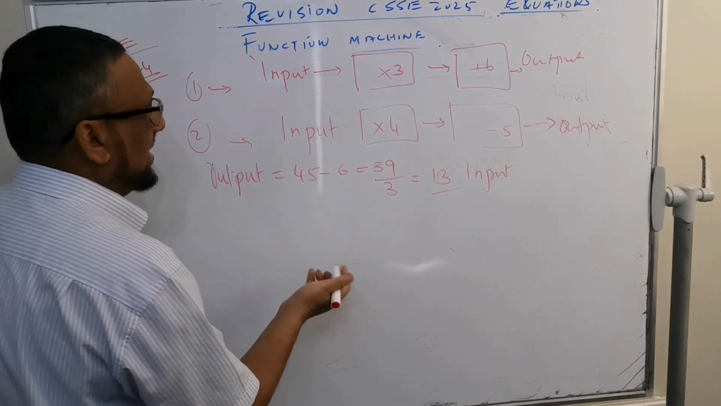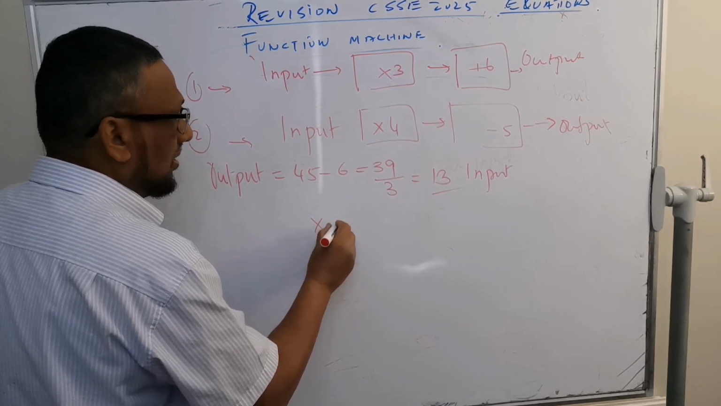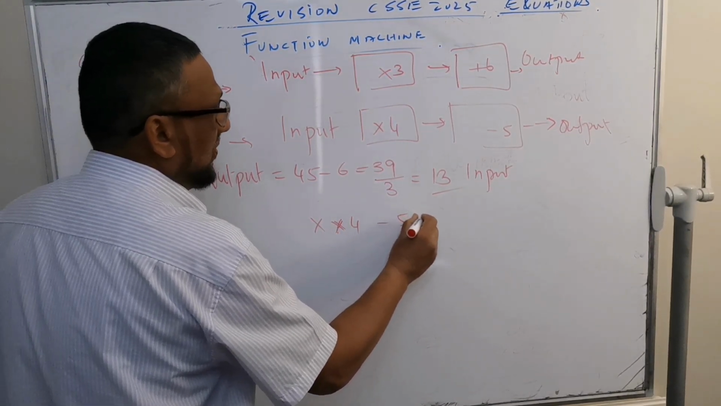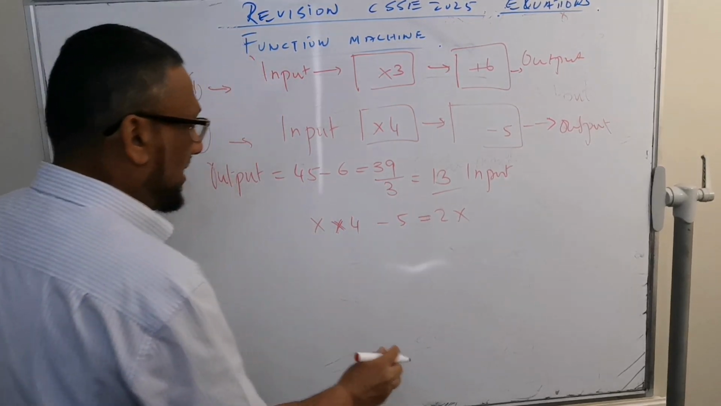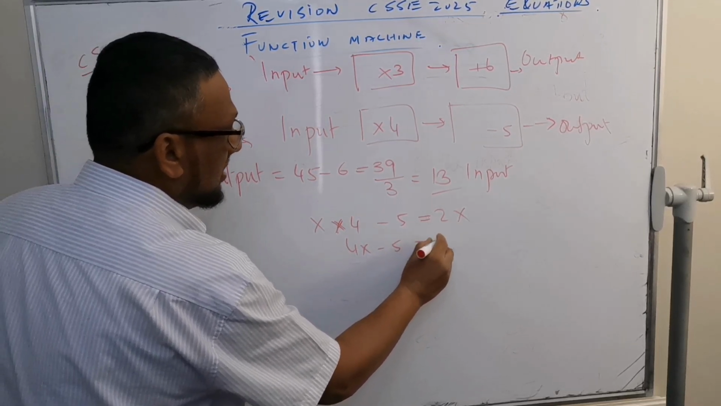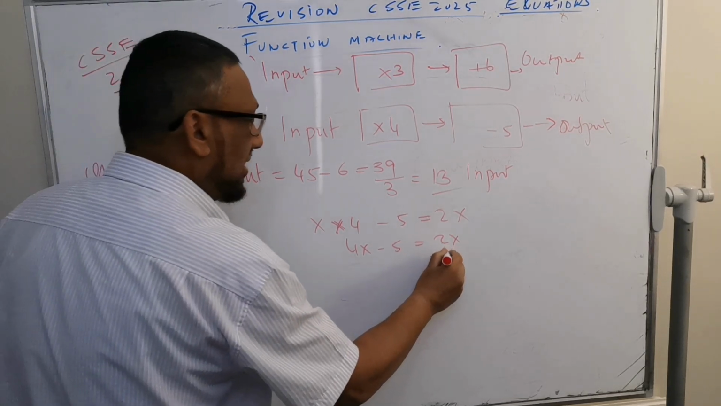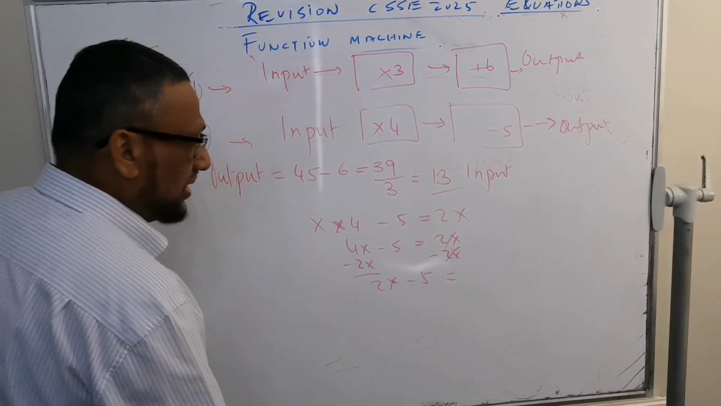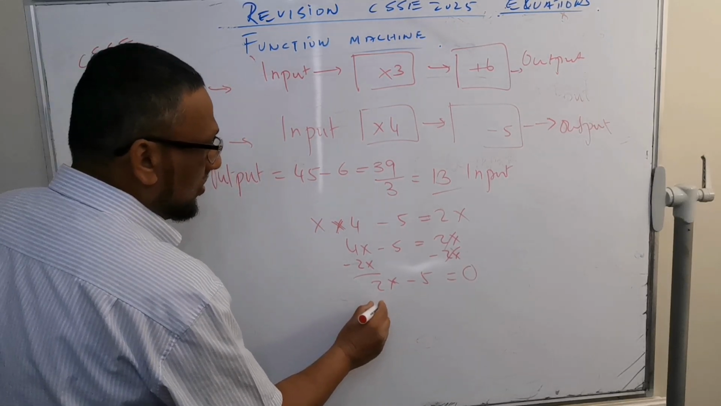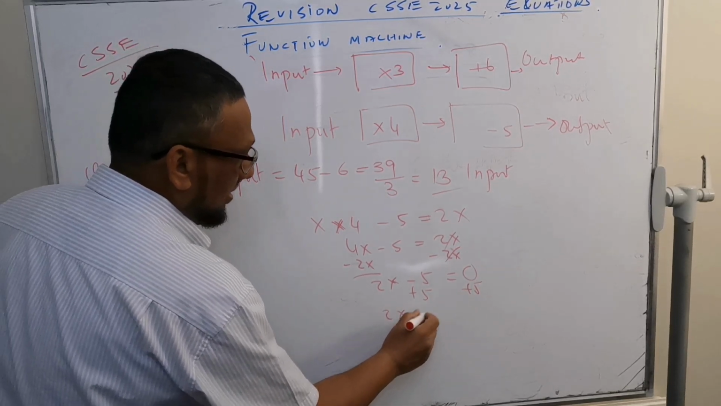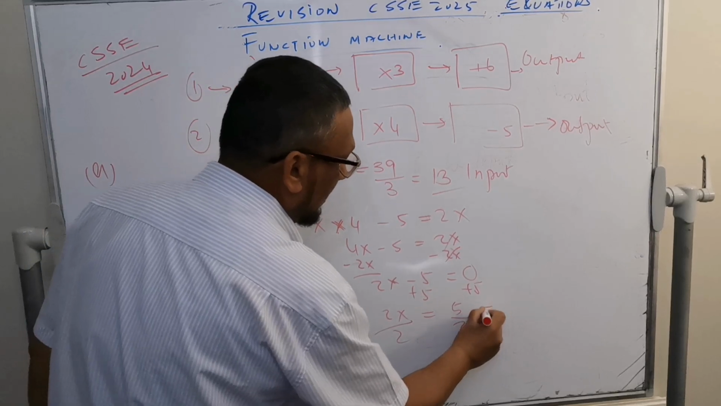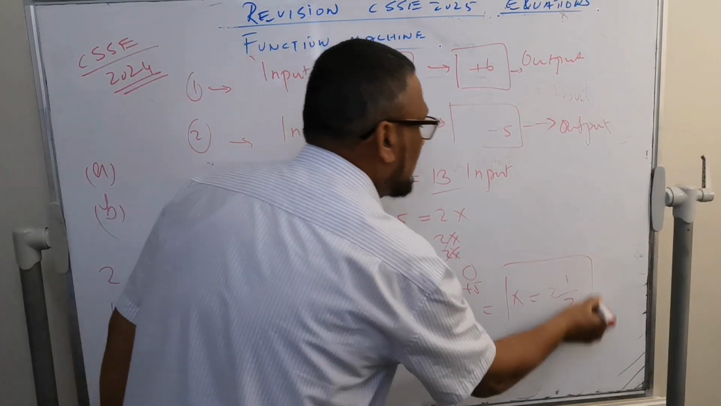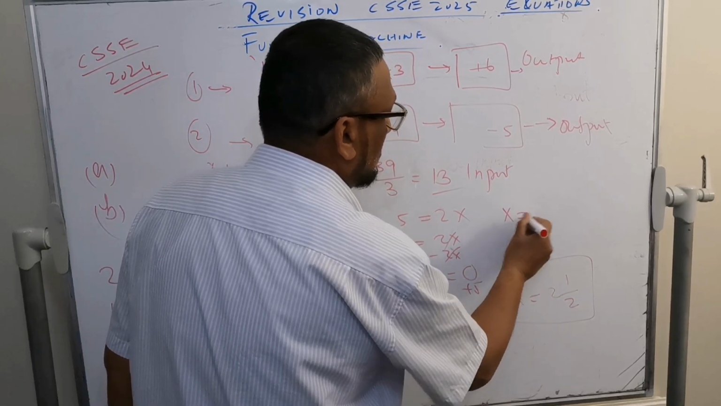So try to use x, y, z. It means x times 4, and then minus 5, and the output will be double, 2x. So x times 4 is 4x, minus 5, equal to 2x, and subtract 2x from both sides. Now 2x minus 5 equal to 0. Now plus 5, so 2x equal to 5, divided by 2 on both sides. So 2 times 2 is 4 and the remainder is 1, so the x value is 2.5, or you can write x equal to 2.5. Very simple.